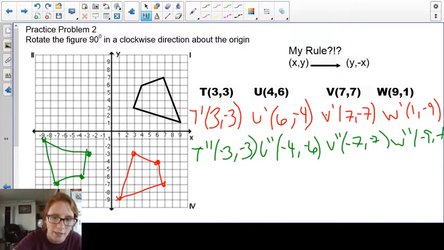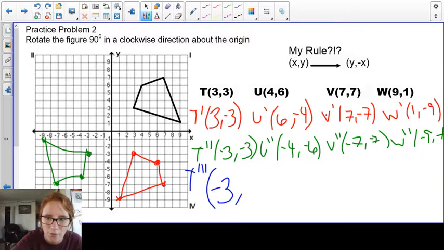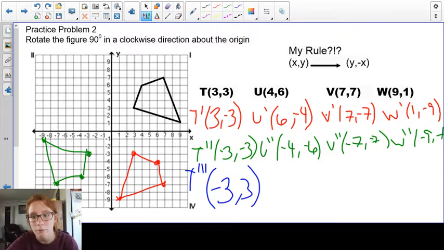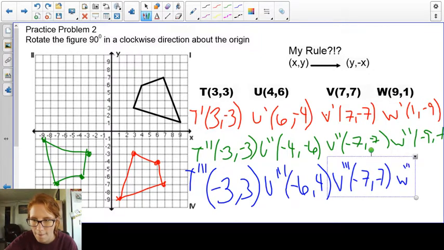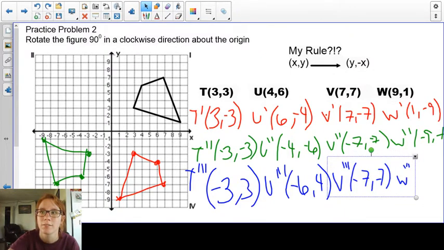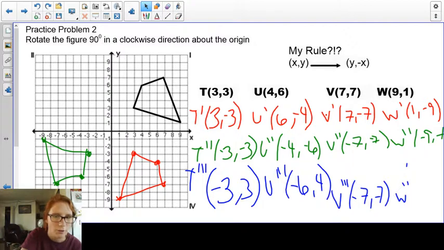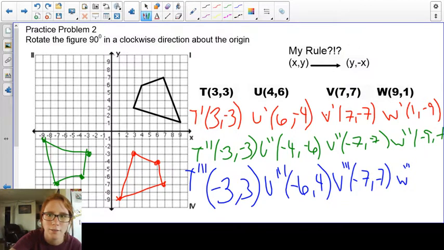Great, we're going to do the triple now. So y, which is negative 3, opposite of the x with positive 3. Then we have negative 6, 4. Then we have negative 7, 7. And then we have negative 1, 9.